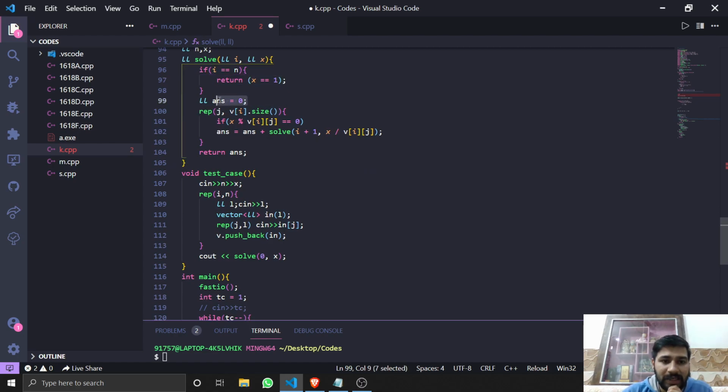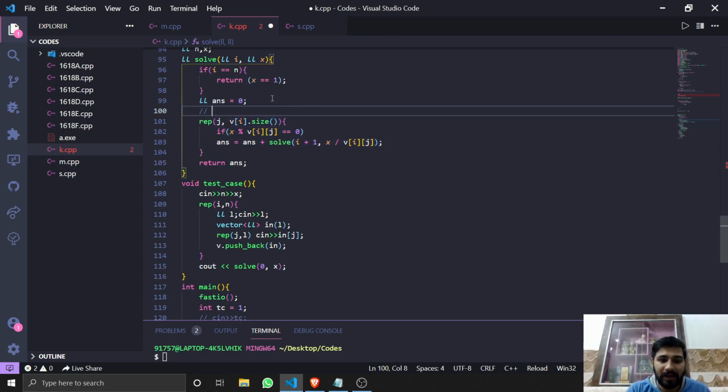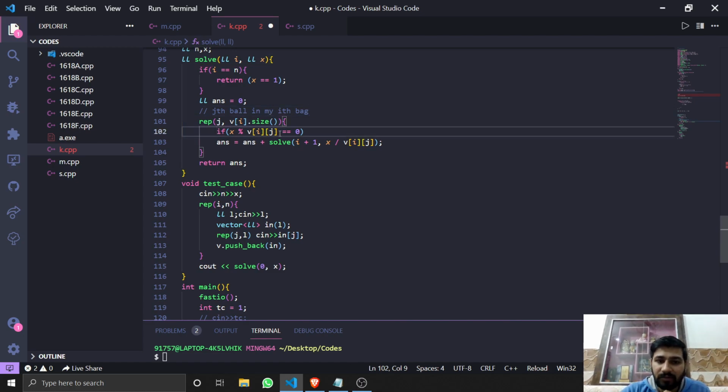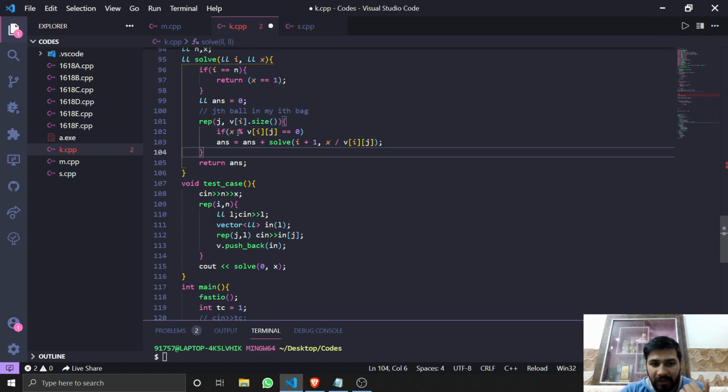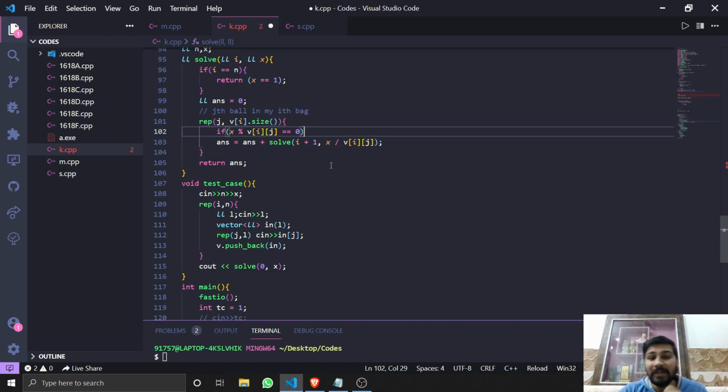Now here what I am doing is I am initializing my answer as 0, and I am iterating on every ball in my current bag, that is, for every jth ball in my ith bag. I am checking whether my current ball, the jth ball in my ith bag, divides x or not. If the modulus of x by v of ij is equal to 0, that means I can put this in my current collection, because if it was not even dividing x, then there is no sense of putting this ball in my current collection.